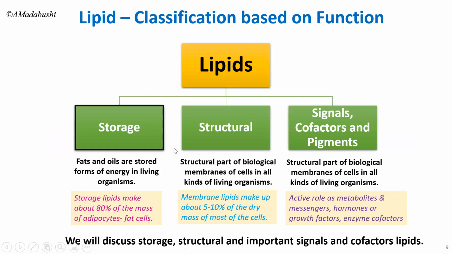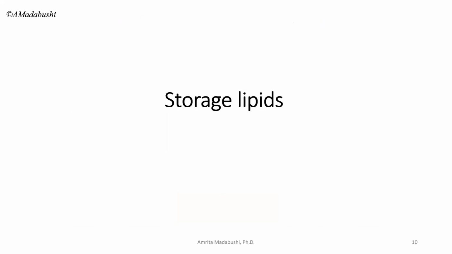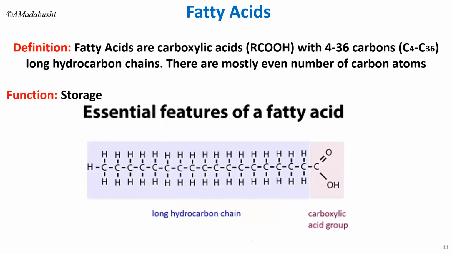So what we are going to do is classify based on function, because function makes a lot more logical sense. What are the lipids used for storage? What are the lipids used for structure? What are the lipids used for signaling and cofactors and pigments and all of that? Okay, so we're going to start with storage lipids. It's also easy to correlate storage lipids. Yes, we know that fats are stored, so that is something we can understand and keep in mind.